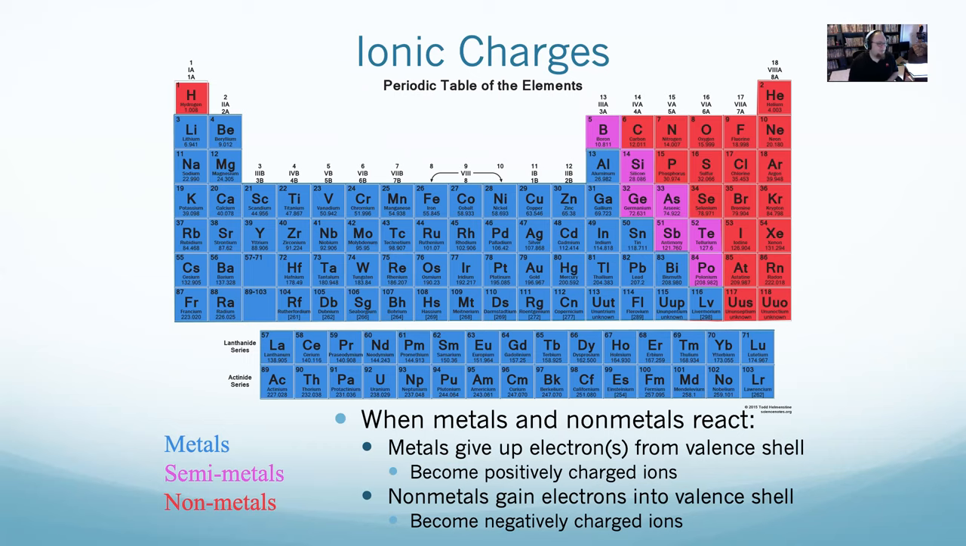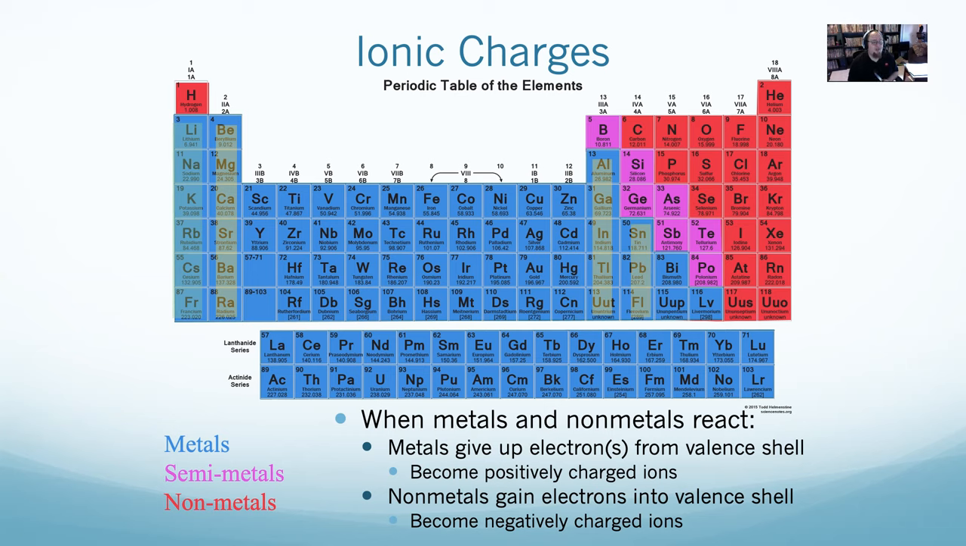Magnesium, actually, let's just go back to highlighting. Everyone here has one valence electron, they'll dump all of them to get a charge of plus one. Everyone here has two valence electrons, they'll dump all of them to get a charge of plus two. These guys have three valence electrons, they'll dump all of them to get plus three. These guys have four valence electrons, they'll dump them to get plus four.